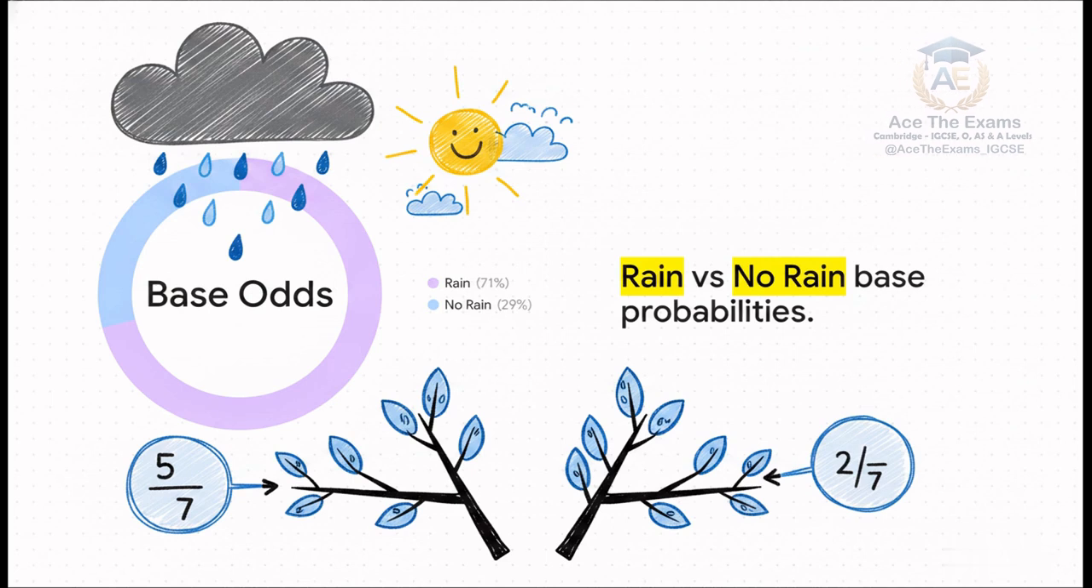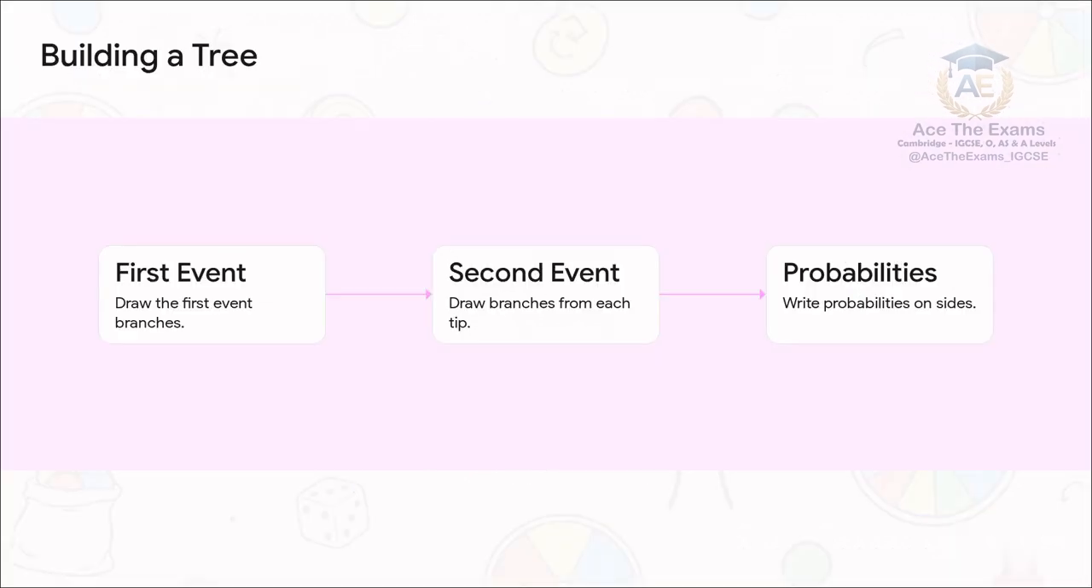Once we've got these two base slices figured out, we're ready to build our map. And building that map means constructing a tree diagram. I want you to think of this not as some complex math problem, but really just as a simple logical drawing exercise. Step 1, draw your first event branches from a single starting point. So 1 branch for rain, 1 for no rain. Step 2, to represent the second day, draw a new set of branches sprouting right from the tip of each of those first branches. And step 3, write those base probabilities we just established along the sides of every single branch. Rain gets a 5/7, no rain gets a 2/7.